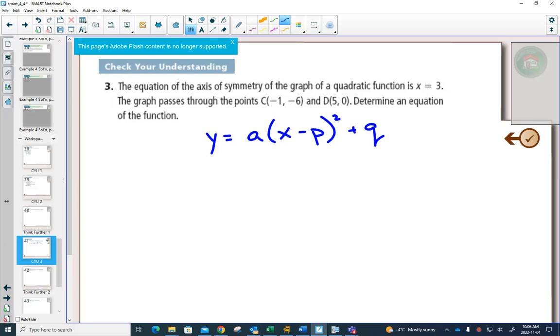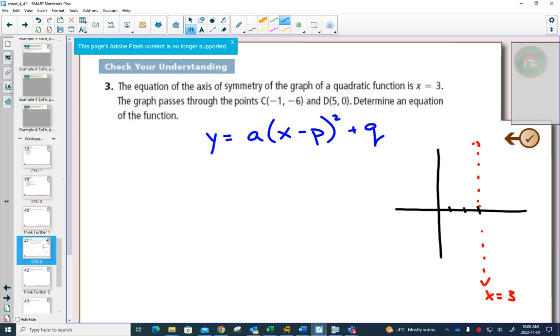I'm still not going to tell you what the answer is, but sometimes taking the information and drawing a picture of what you know so far is helpful. What is an axis of symmetry? Well, the axis of symmetry is the vertical line where the parabola is symmetrical about.